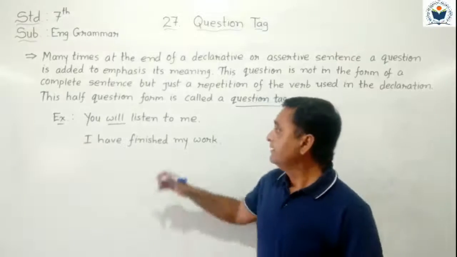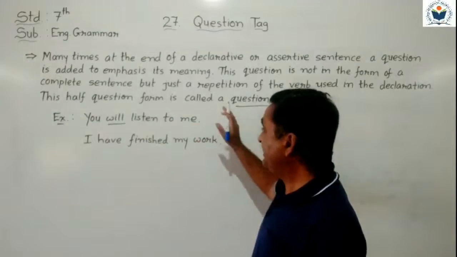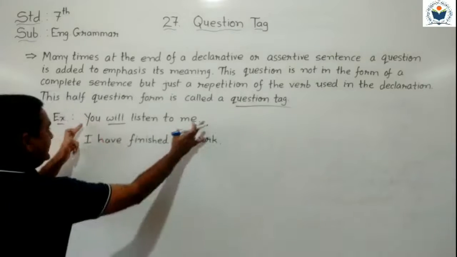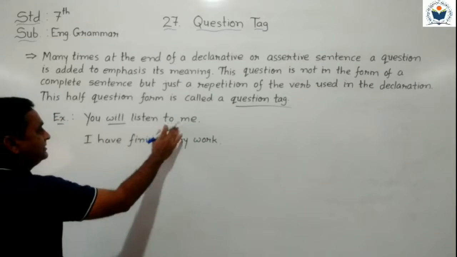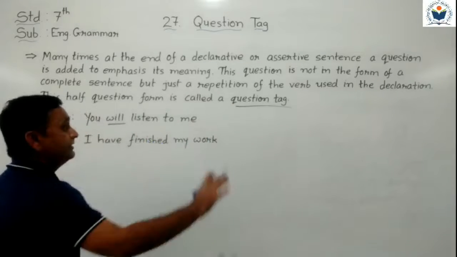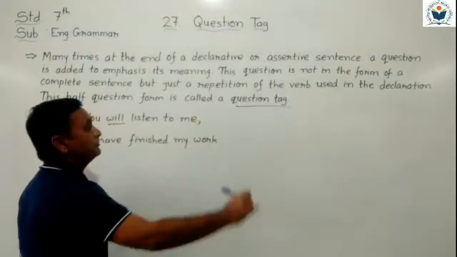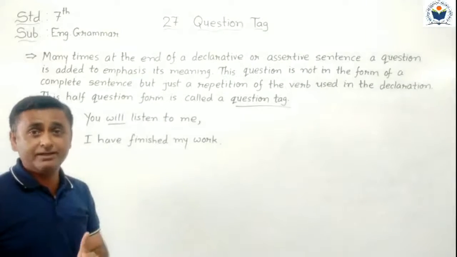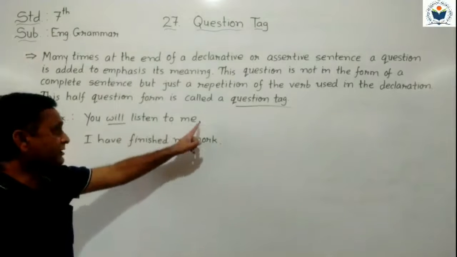Next, you have to put the question tag at the end of the sentence. At that time, what do we have to do? First of all, you have to write the whole sentence, the declarative or assertive sentence. So I write, you will listen to me. After that, you compulsorily have to put a comma. The comma must be there, otherwise your sentence will be wrong.